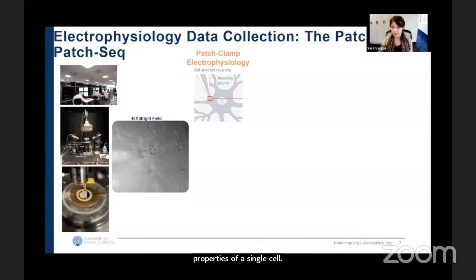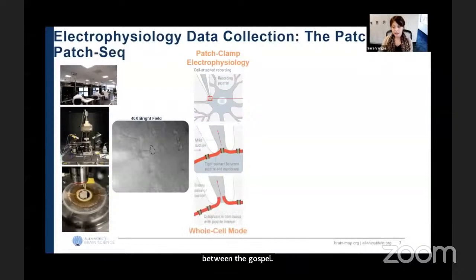Then, mild suction is applied to form a tight seal between the glass pipette and the cell's membrane. And finally, a stronger pulse of suction is applied to rupture the cell's membrane, thus allowing physical access to the neuron to examine its electrophysiological features while we simultaneously, passively, fill the neuron with a fluorescent dye. This technique is the basis for patch clamp electrophysiology and one component of the Patch-seq technique.